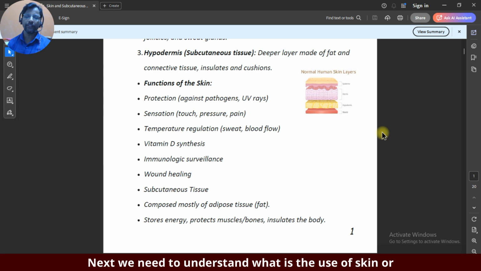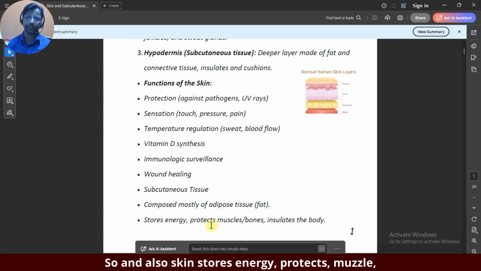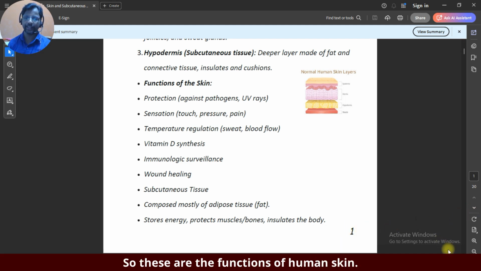Next we need to understand the functions of the skin. It provides protection, sensation, temperature regulation, vitamin D synthesis, immunologic surveillance, and wound healing. Subcutaneous tissue is composed mostly of adipose tissue. Most of the skin's deeper part is composed of fat, and another name for fat is adipose tissue. The skin also stores energy, protects muscle and bones, and insulates the body. These are the functions of human skin.